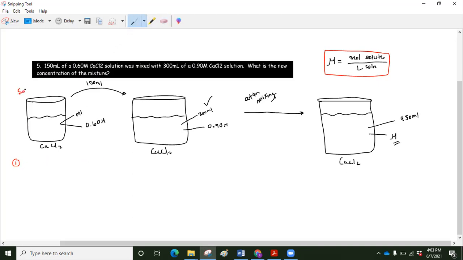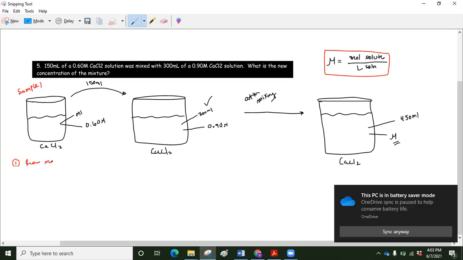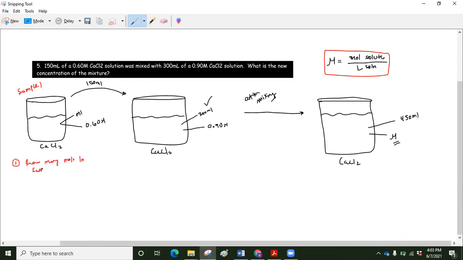So in sample one, you have sample one here. How many moles in sample one, right? And once we have that, we can then ask ourselves another question. How many moles in 150 milliliters of sample one? Because we don't completely mix sample one with sample two, right? We only mix 150 of it.